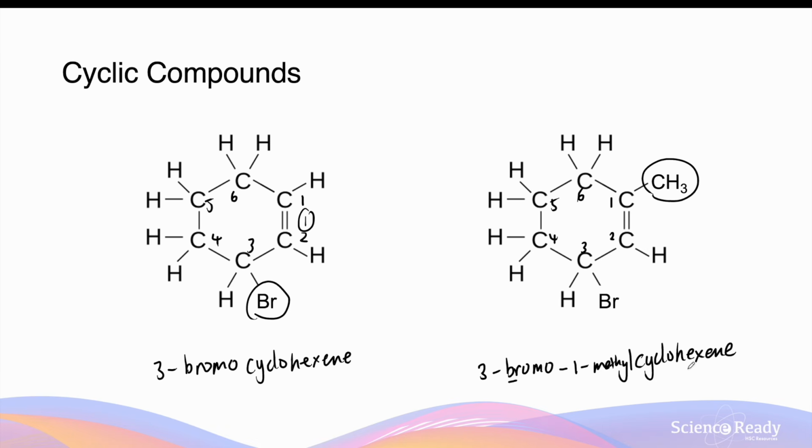Again, notice how I haven't written any numbers for the alkene double bond because it is presumed by convention that it is in the first bond position. However, I need to write the numbers for the methyl and bromo group as per convention. This concludes the video on nomenclature and structure of organic compounds.